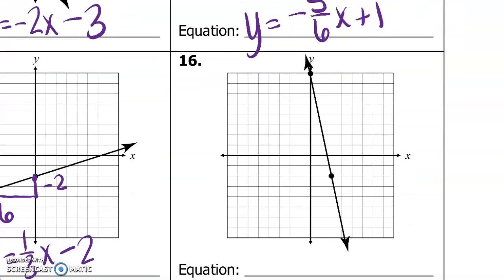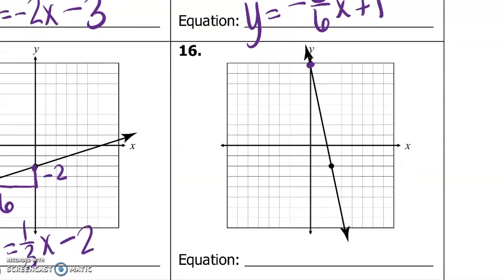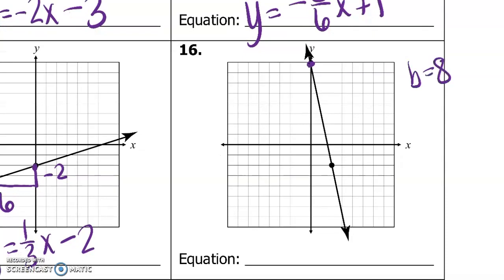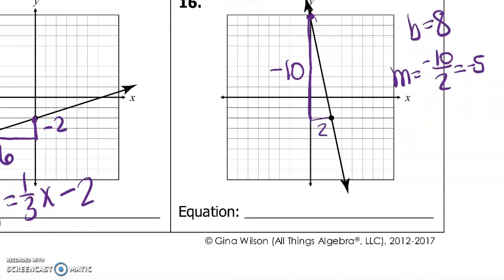Our y-intercept is clear up here at 8. If we go down here, we went down 10 and then right 2. So our slope is negative 10 over 2, which is negative 5. You don't need negative 5 over 1, just negative 5. So y equals negative 5x plus 8.